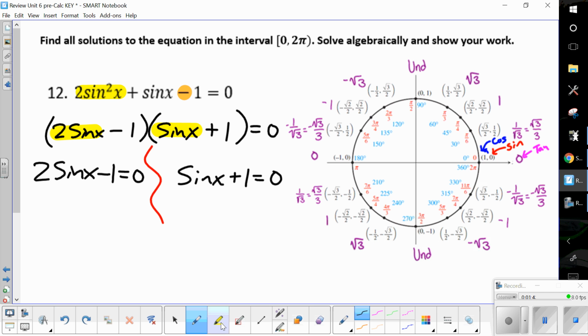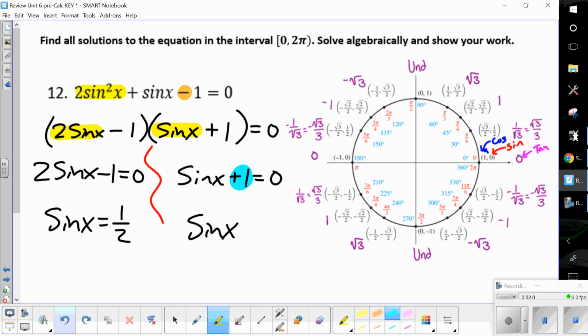Okay, over here on the left, this is now a two-step equation. I will add 1 and divide by 2. And I get sine of x equals +1/2. This is a one-step equation. If I want to get sine by itself, I'm going to go ahead and subtract 1 from both sides. When does sine of x equal -1? Okay, get rid of that.